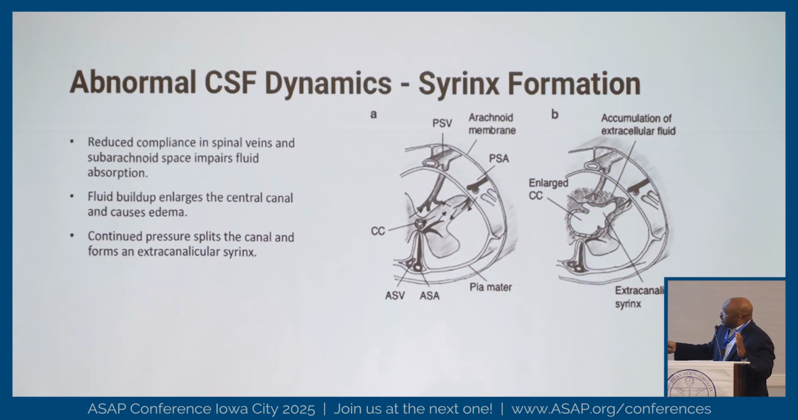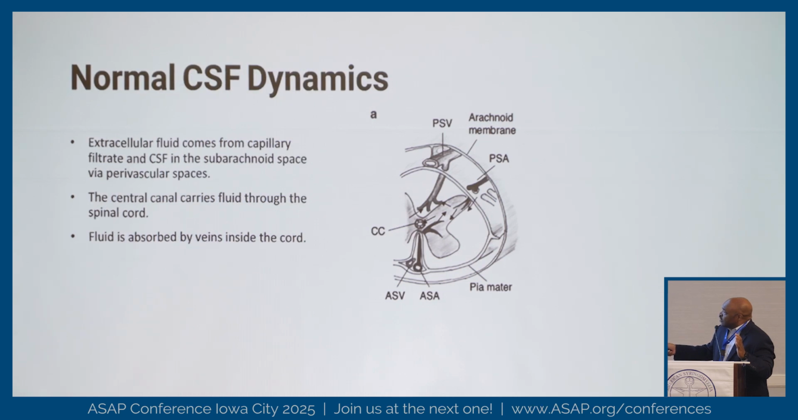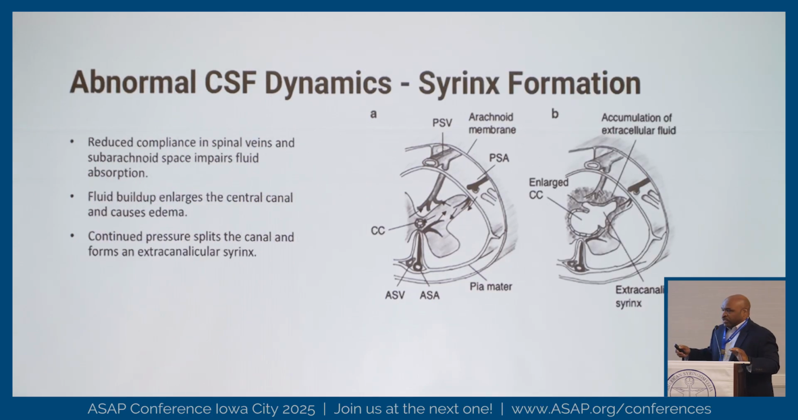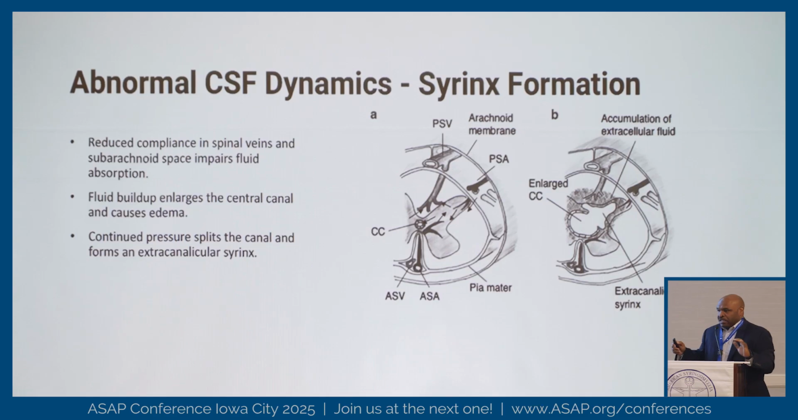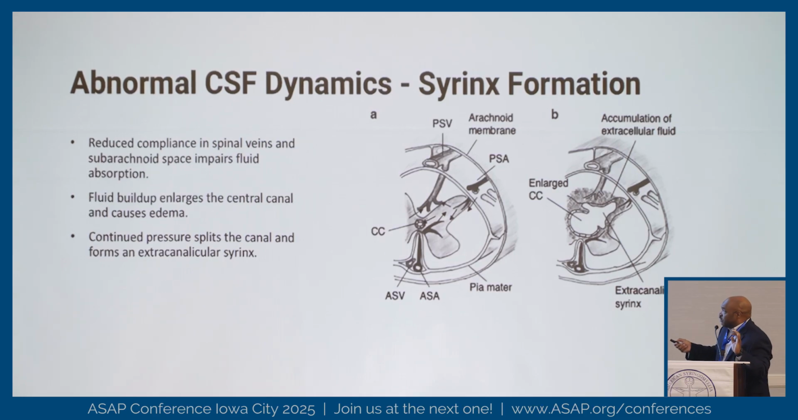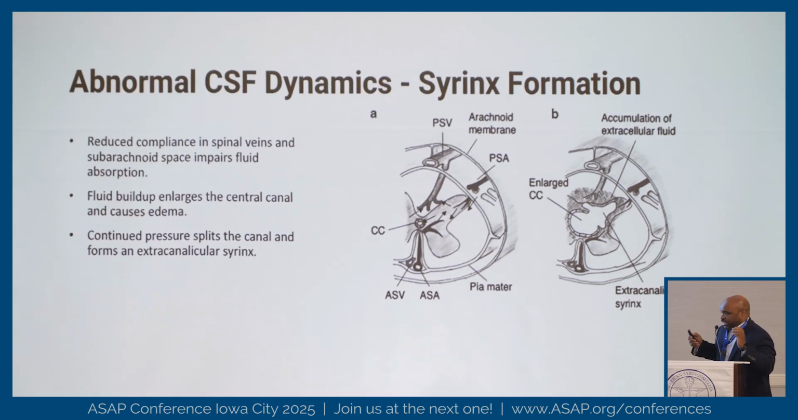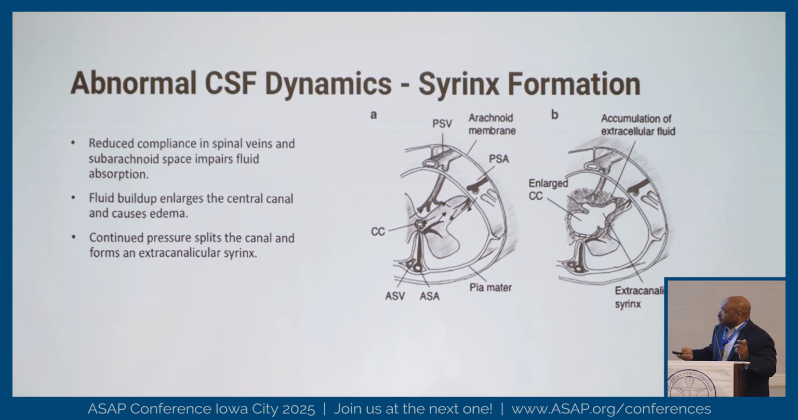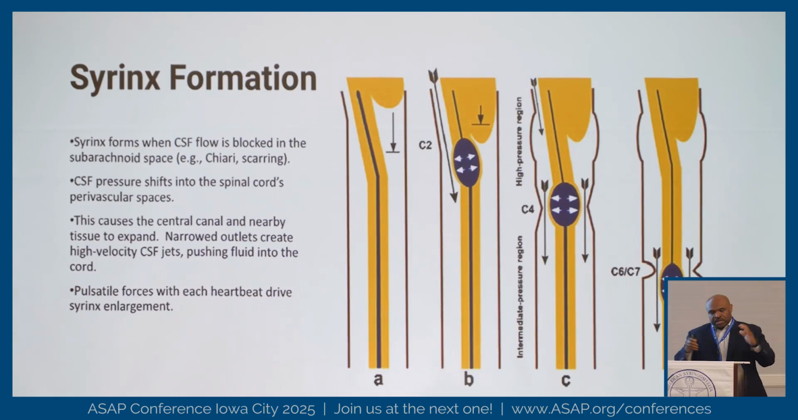Okay, let's go back here one. And then fluid is absorbed by veins inside the cord. That's normal physiology. In the abnormal state, according to this theory, there is a change in the compliance of the veins. The veins aren't as distensible. Because of that, fluid builds up inside the spinal cord. That continued pressure leads to essentially rupture into the parenchyma of the cord, and you get this extracanalicular syrinx. Okay, so again, many different theories as far as how a syrinx forms.